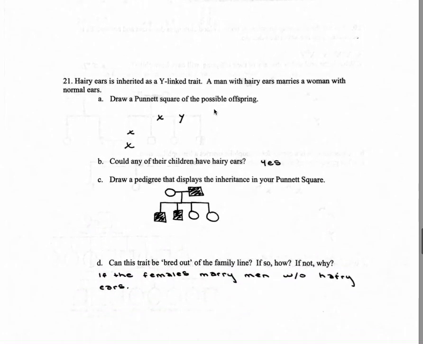This one's funky because if you get this Y chromosome, you have hairy ears. So the dad is XY, he has hairy ears, and the woman is XX. Notice I didn't put any letters here, because we're just dealing with the Y.